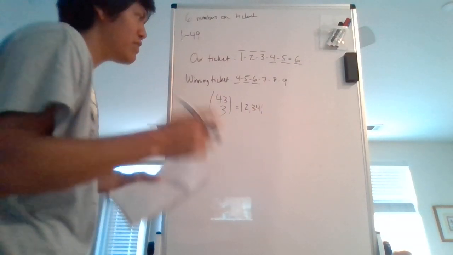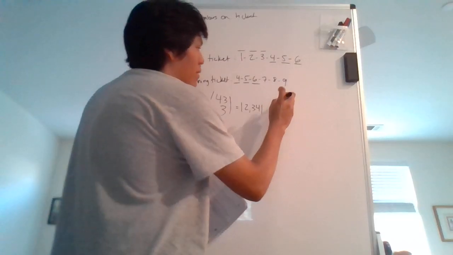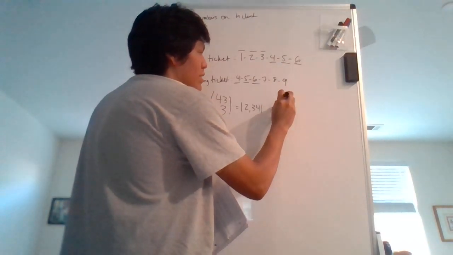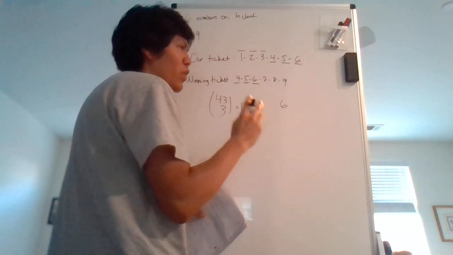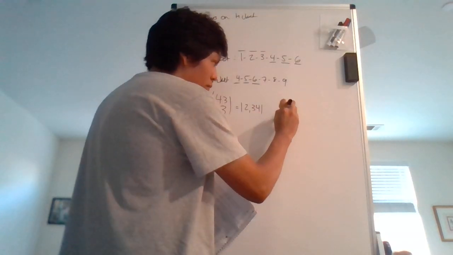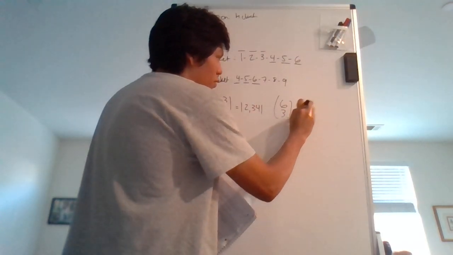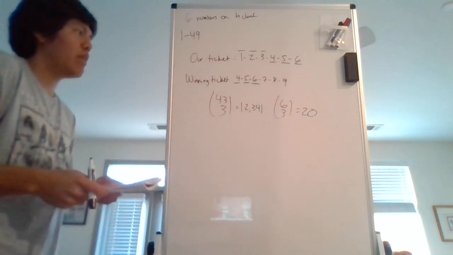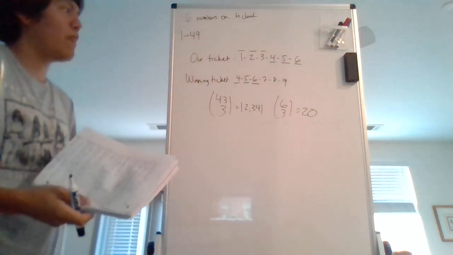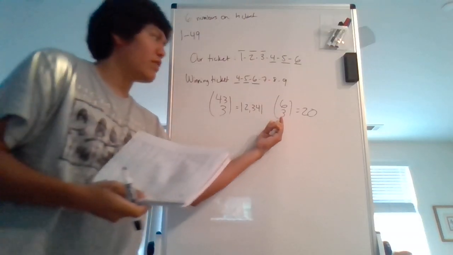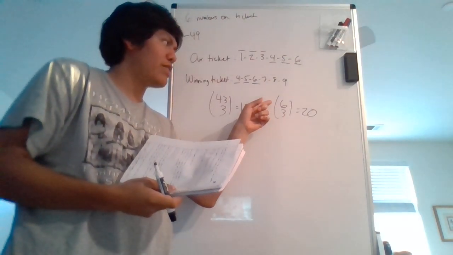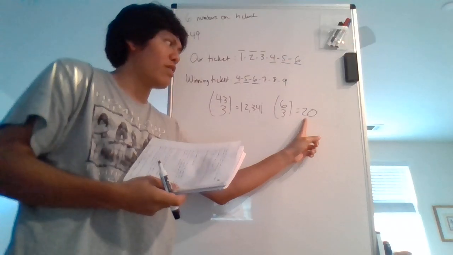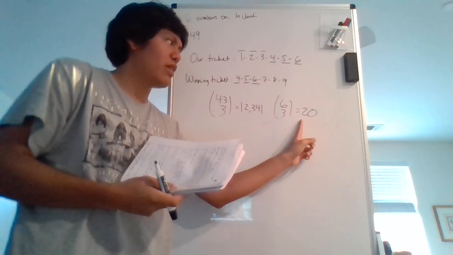Well, that would only be 6 choose 3, because if we have a ticket that has 6 numbers, but we're only choosing 3 to win, that would be 20. Right? So from our ticket that has 6 numbers, we're only choosing 3 numbers to be winners. There are 20 ways to do that.